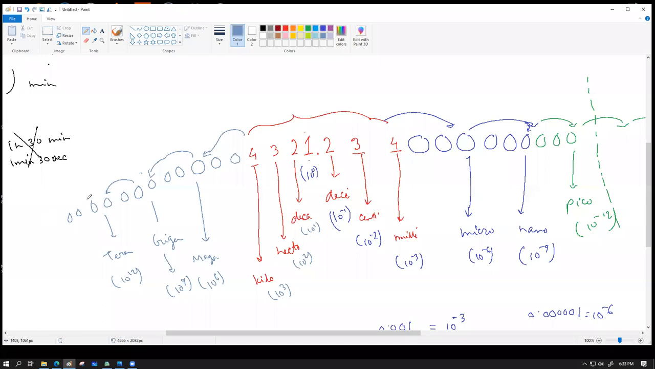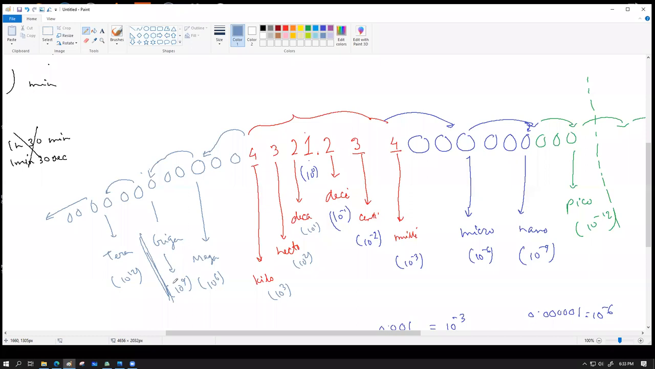You don't need all these parts. Up to this much is good enough for you for the bigger side, and up to pico is good enough. So this is the basic range that you have to remember, which I'm going to give you as a written note. You have a table, or you can also look it up in your textbook as well. You have that list in your textbook as well. So you have to remember.